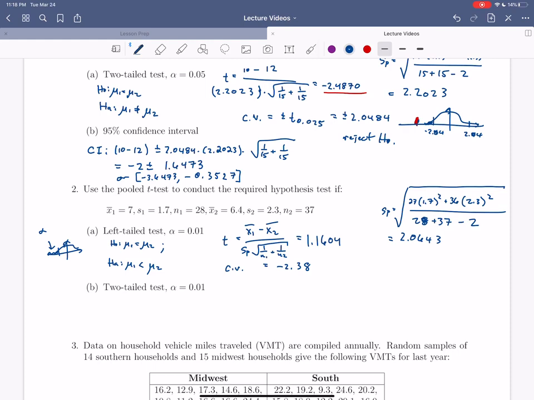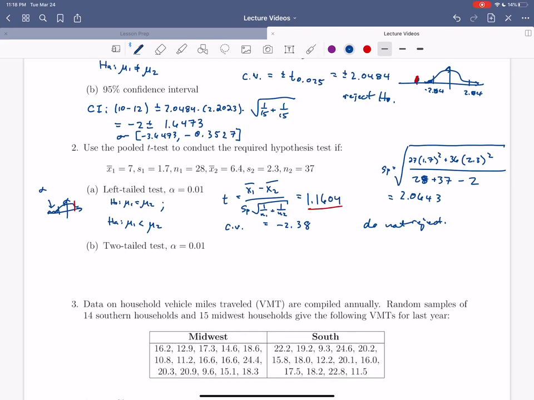Our test statistic, again, this 1.1604 is somewhere over here. It's clearly in the do not reject region, so we do not reject. Okay, that's how that works.